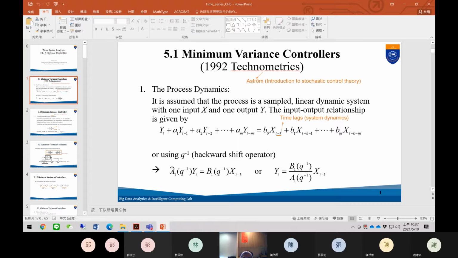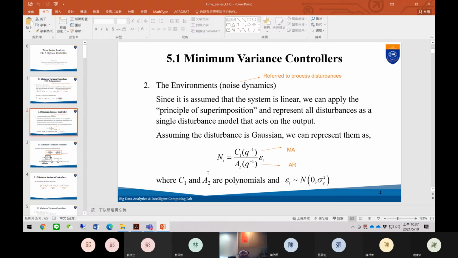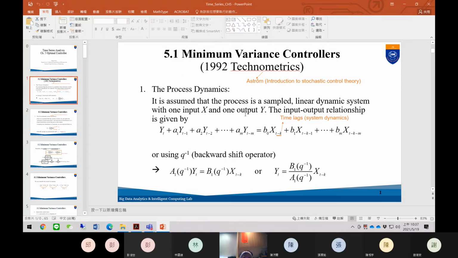Or if A is stable, stationary, it can move to the right-hand side, yt equal to B over A times the t minus k. K is the system delay. So the environment refers to the process disturbance. So let me just remind you, the K is the system dynamics. Okay, this is the system dynamics. How far is the xt going to have an effect on the output of the yt? So it's called the system dynamics.